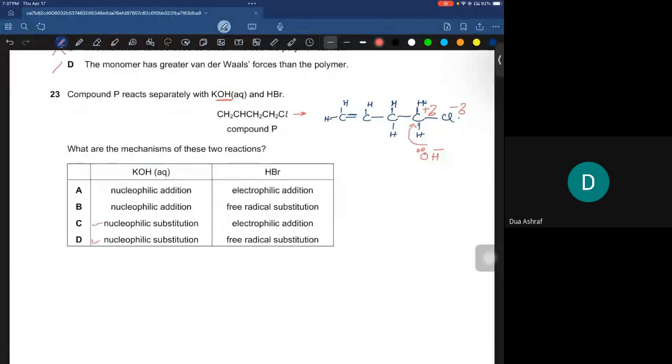Now we have to see HBr. HBr can do an addition reaction. You know, it's partial positive and partial negative. So the double bond would be attacking and the bromine would attach to another carbon atom. So it would be an electrophilic addition reaction. It's not a free radical reaction because they have not mentioned that we are going to provide sunlight or UV light.